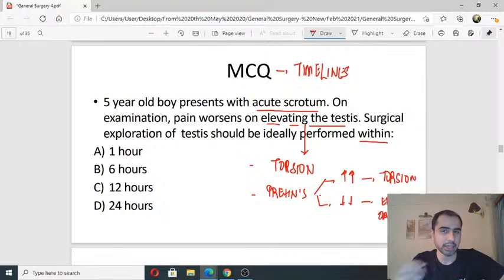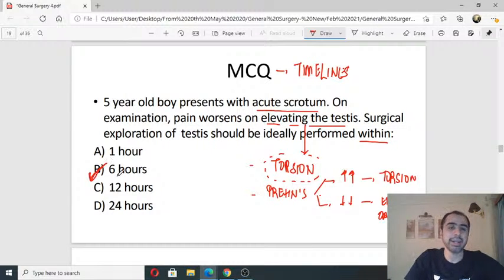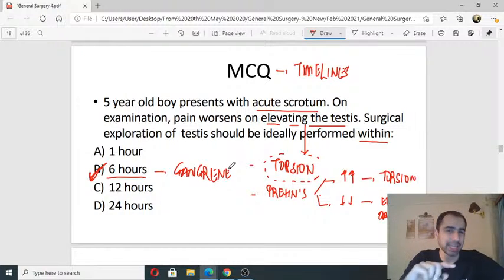So the question is only asking you, explore the testes, treat the torsion in how much time? Answer unfortunately is 6 hours. Most of you got this wrong. Answer is 6 hours. In 1 hour the child doesn't even reach the hospital, let alone undergoing investigations, undergoing surgery under anesthesia and you untwisting it. That much will not happen in 1 hour. Right? Ideal time is within 6 hours. Obviously, the longer you wait, the more chance of gangrene. Okay, the longer you wait, the more chance of gangrene. That's what you need to know.